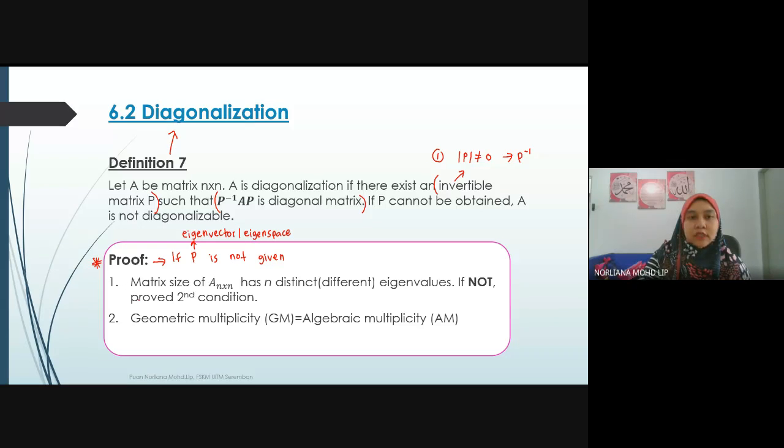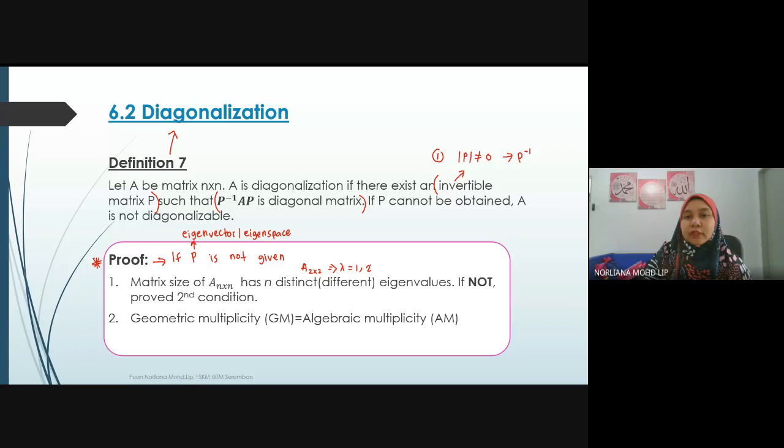Okay, condition number 1, the matrix size A n times n has n distinct eigenvalues. Okay, distinct is the different eigenvalues. If A is matrix size 2 by 2, so we must have two distinct eigenvalues. Maksudnya kat sini awak kena ada contoh matrix A 2 by 2 kan. Okay, syarat pertama awak mesti ada dua eigenvalues lah. For example, we have eigenvalue equal to 1 and 2.